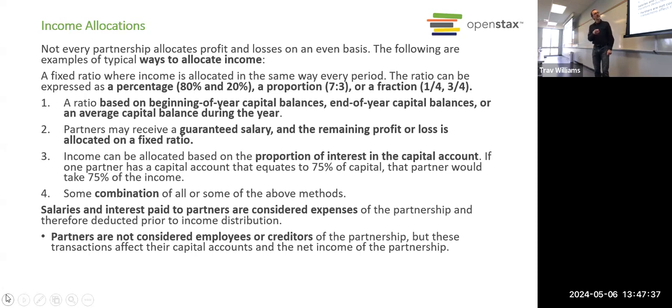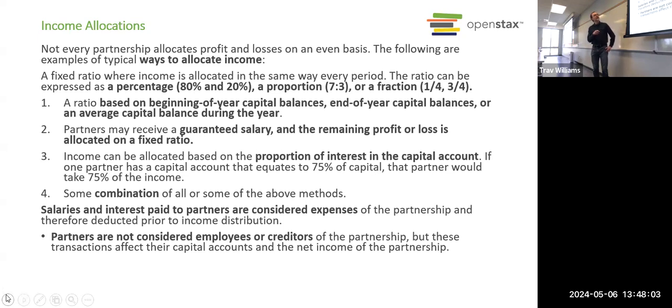Or it could be a fraction. I get a 1/4, you get 3/4. So any of those mathematical approaches is fine. It's whatever the partners agree to as far as how they'll split up the profits, but that's also how they split up the losses. If the partnership loses money, they would follow the same formula.